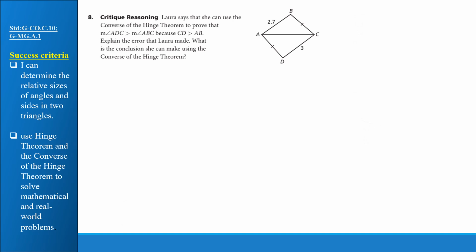Now they are saying, Laura says that she can use the converse of the Hinge theorem to prove that angle ADC is greater than angle ABC because CD is greater than AB. Explain the error that Laura made. What is the conclusion she can make using the converse of the Hinge theorem?